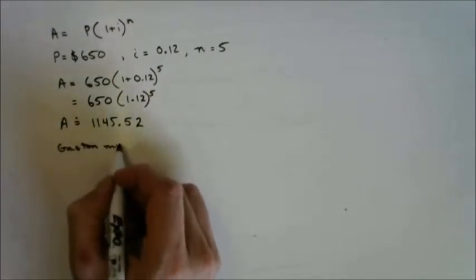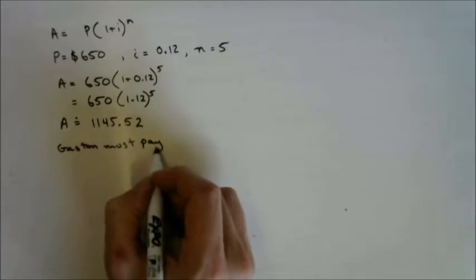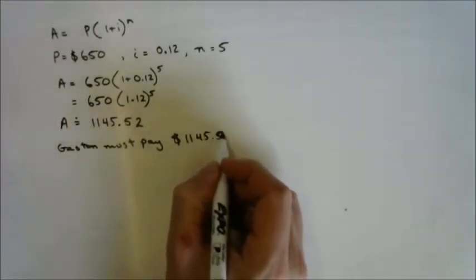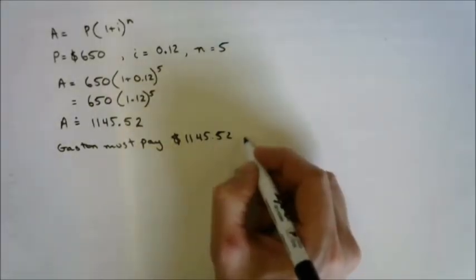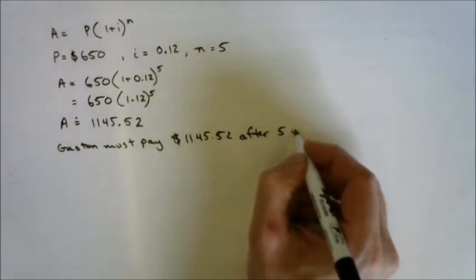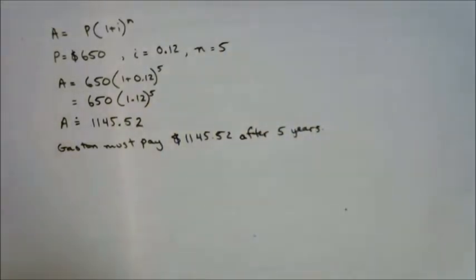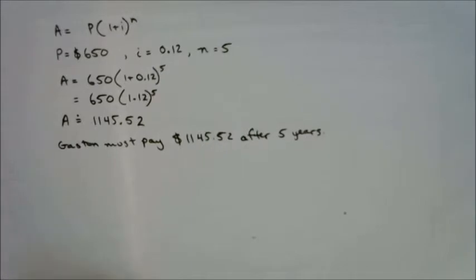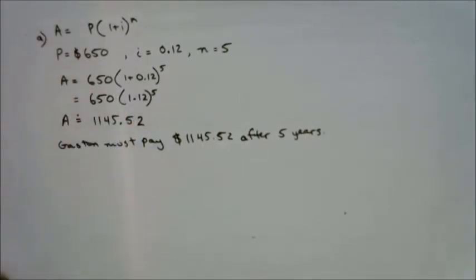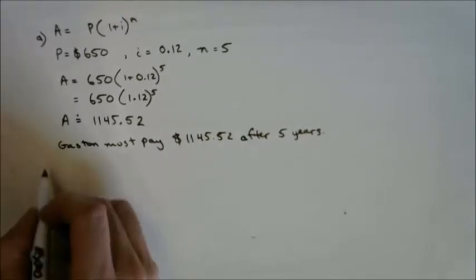And we finish it off. Gaston must pay $1,145.52 after 5 years. That's pretty steep for a $650 guitar. Gaston is pretty dumb. Okay, so now what's interesting to find out about, in this case it's pretty straightforward, but we want to find out how much interest he's actually paid.